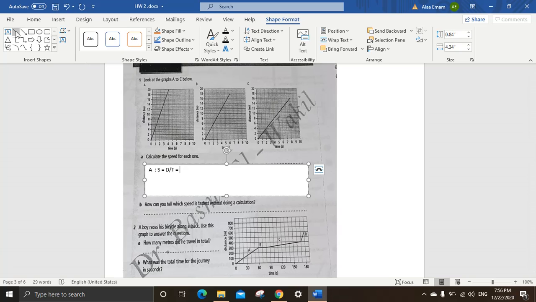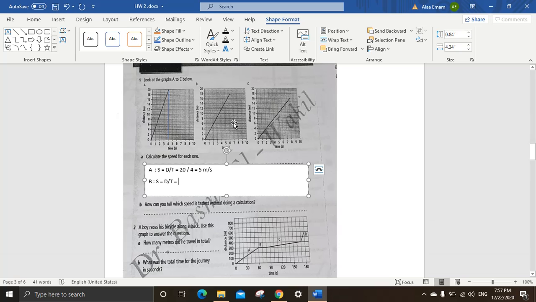Now what is the distance here? You need to use your ruler again. The distance is actually 20, while for the time you need to draw a line to intersect the x-axis to show you the time. So we have distance, which is 20, divided by 4, so we get 5 meters per second.